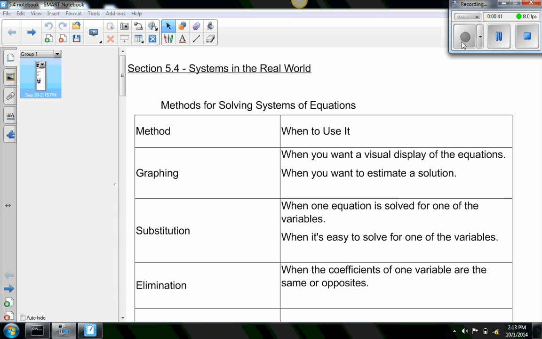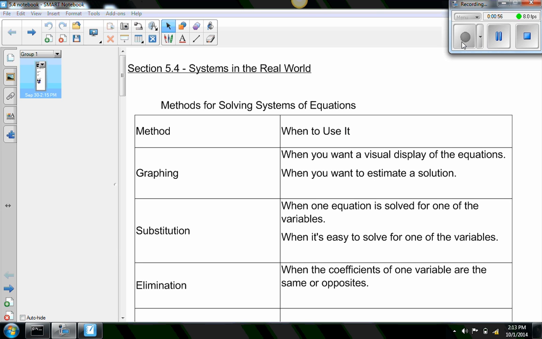Substitution method, when one equation is already solved for one of the variables, so when it says something like y equals 3x plus 2, then substitution works pretty good. Or if it's really easy to solve for one of the variables, it works well too.